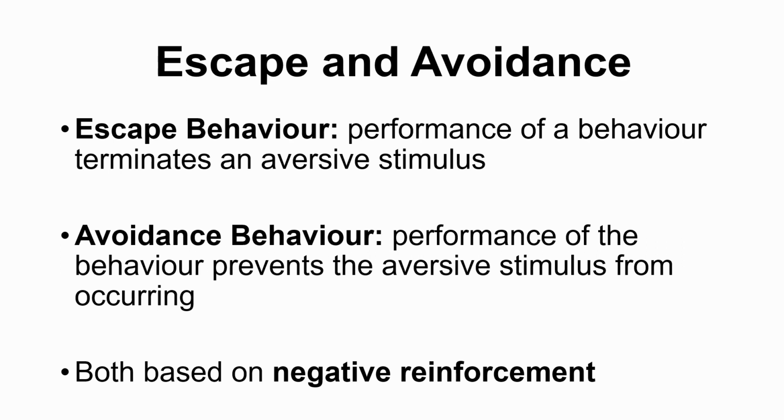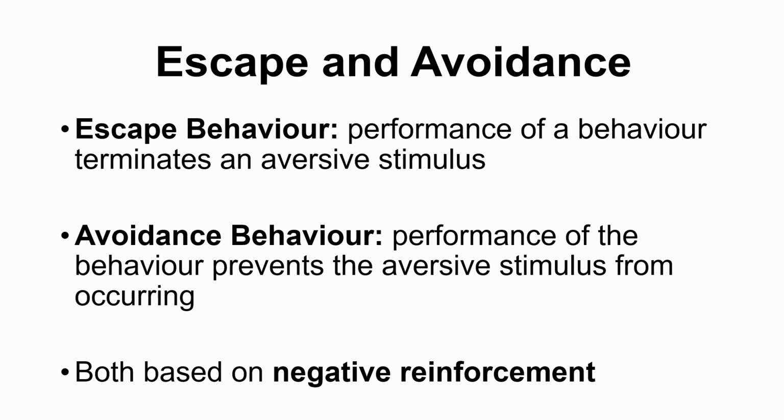Avoidance behavior is a little bit different because it involves us to learn something about what's coming up in the future. So avoidance behavior involves the performance of a behavior that prevents an aversive stimulus from occurring at all. So maybe the weather is going to be particularly bad, and you know that you always get headaches when the weather is bad, so maybe you take a preventative Advil before the bad weather starts so that you don't get a headache at all. That would be avoidance behavior.